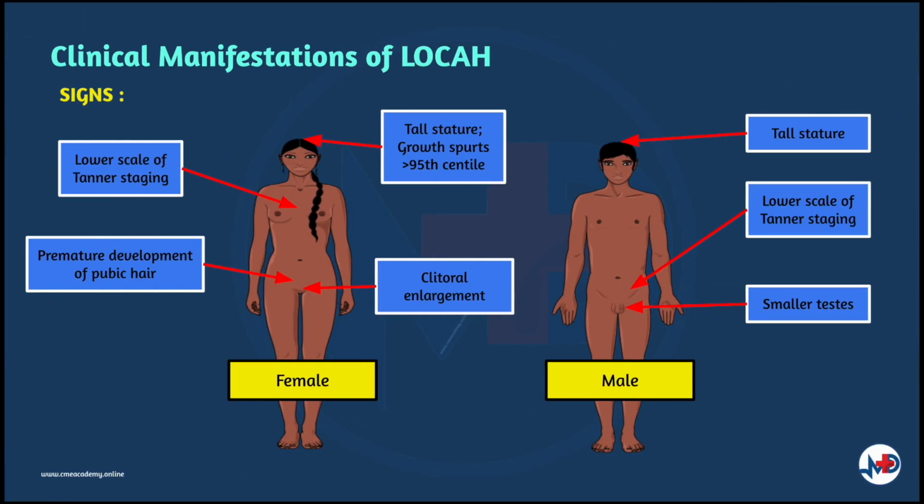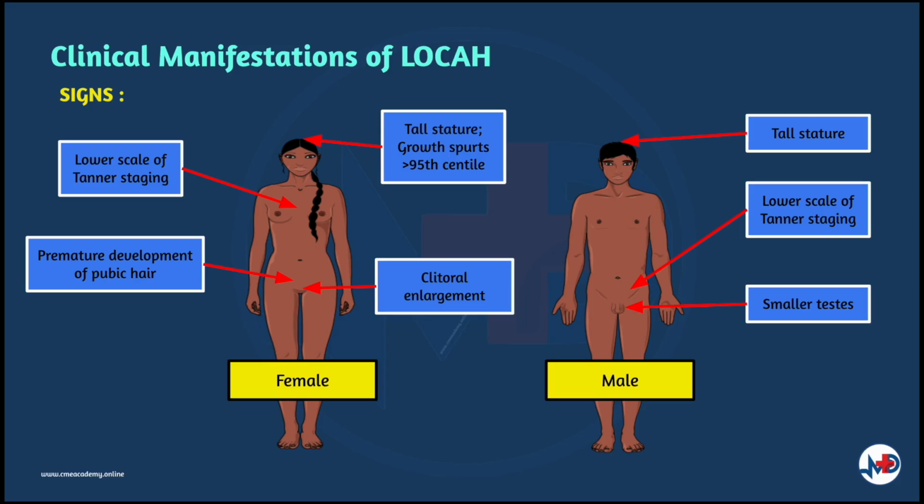When we think about the signs, women usually present with premature development of pubic hair. They may have a tall stature and reduced adult height. In addition to that, some girls may have clitoromegaly without genital ambiguity. Men, on the other hand, will have tall stature and a smaller testis, being on the lower scale of the Tanner staging.